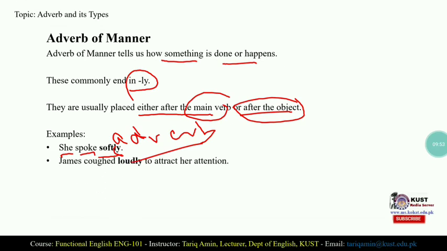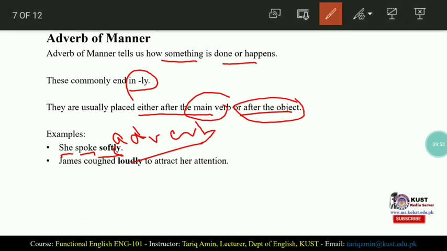James coughed loudly. How did he cough? He coughed loudly. This loudly also ends with the letters ly, and it is an adverb of manner because it also shows the manner of the action. James coughed loudly to attract her attention.